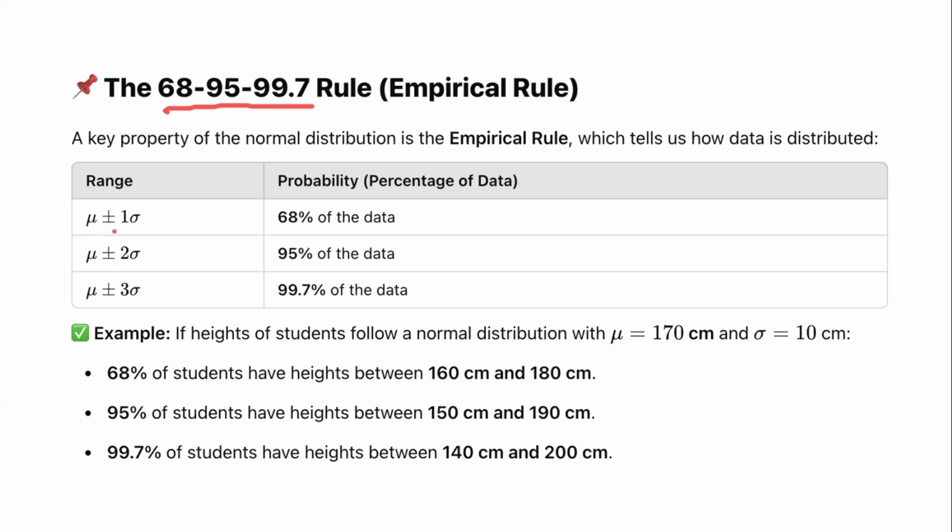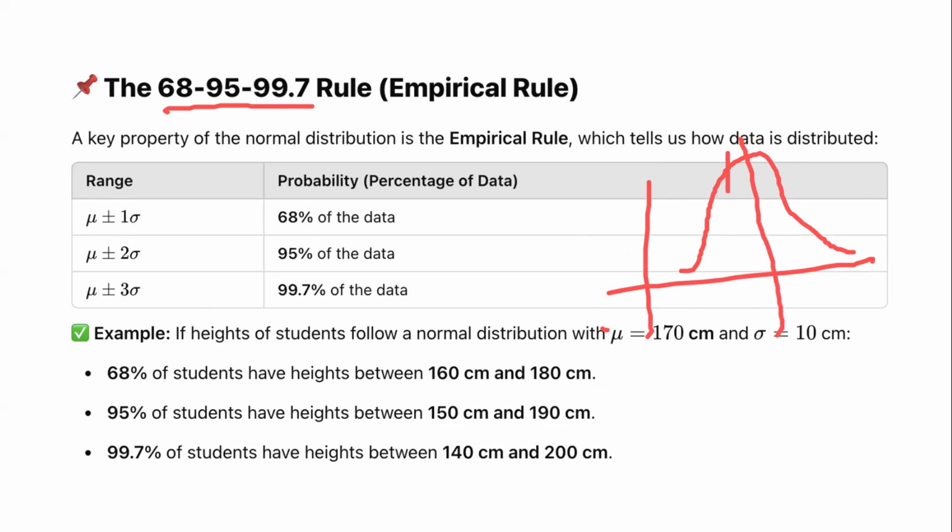So the mean plus or minus one standard deviation. Let me draw one graph for you. So this is the graph, and here is your mean. Within plus or minus one standard deviation, 68% of your data lies. And within plus or minus 2 standard deviations, 95% of your data lies.